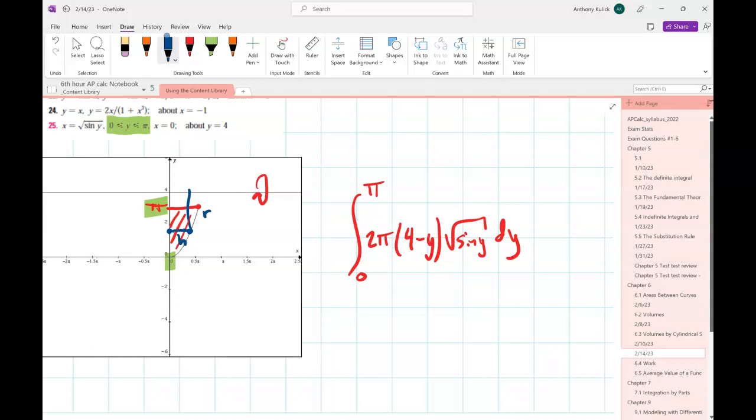But otherwise, all the rest of the setup is still the same. Wait, so it's not 0 to 4? Correct, and the reason it's not is because they told us that y is bounded between 0 and pi. That doesn't affect r or h, or how we came up with those.